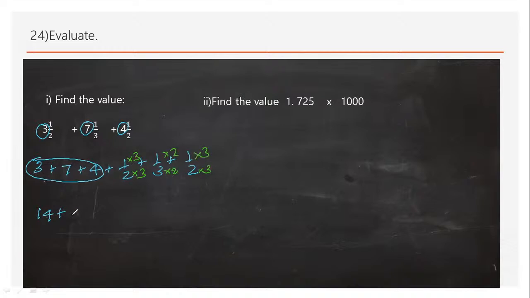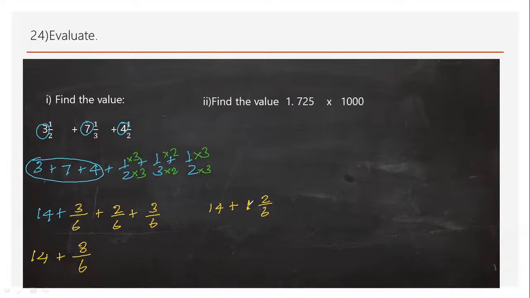1 times 3, 3 over 6; 2 over 6; 3 over 6. Now the denominators are the same. Add them together. 3 and 2 is 5, and 3 is 8 over 6. It means divide 8 by 6, which gives 1 with remainder 2. You can write it as a mixed fraction: 8 divided by 6 is 1 and 2 over 6.